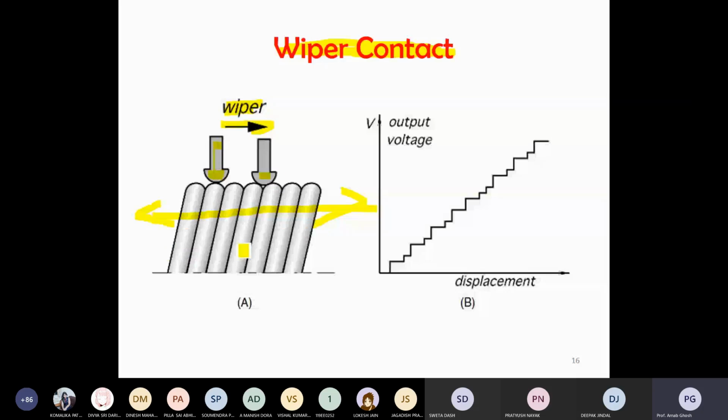If it is moving right side or left side, then as per the movement you will get some step input, a staircase type of output over here. So you get a staircase type of output voltage with the displacement of the bellow of the wiper contacts. You'll get such type of output.